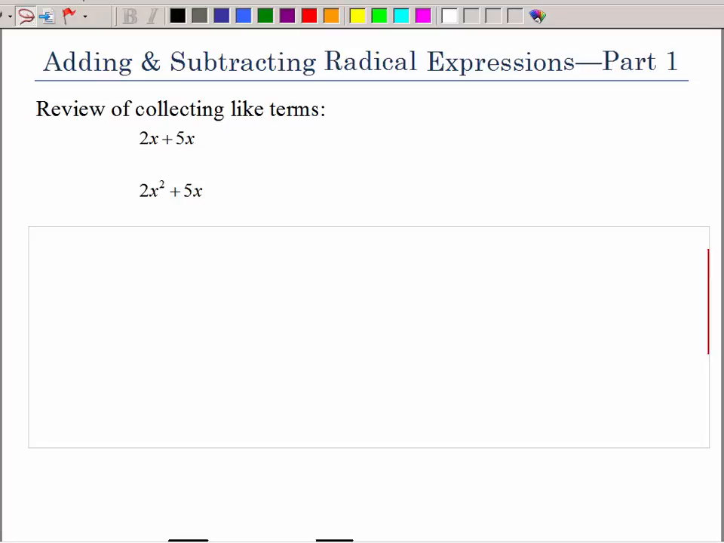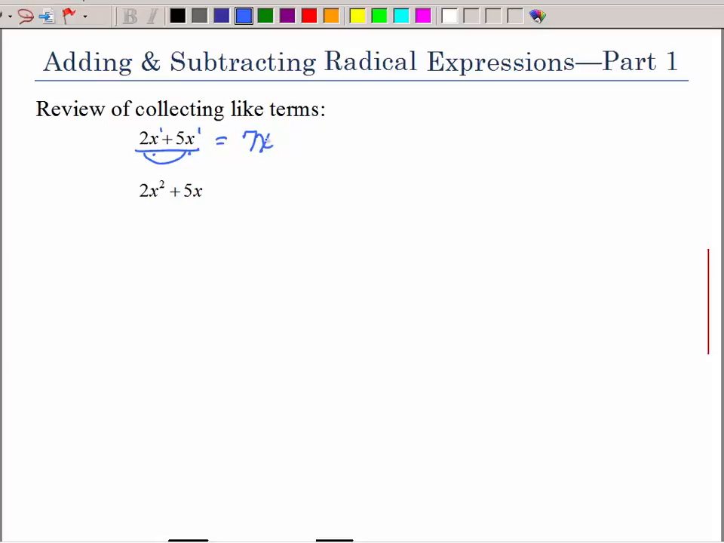In this lesson, we're going to be learning how to add and subtract radical expressions. But before we look at how to add and subtract radicals, let's just review what collecting like terms is. In this first example, those are alike because we have the same variable with the same exponent, and so we add the coefficients and we keep that variable. 2x plus 5x is 7x.